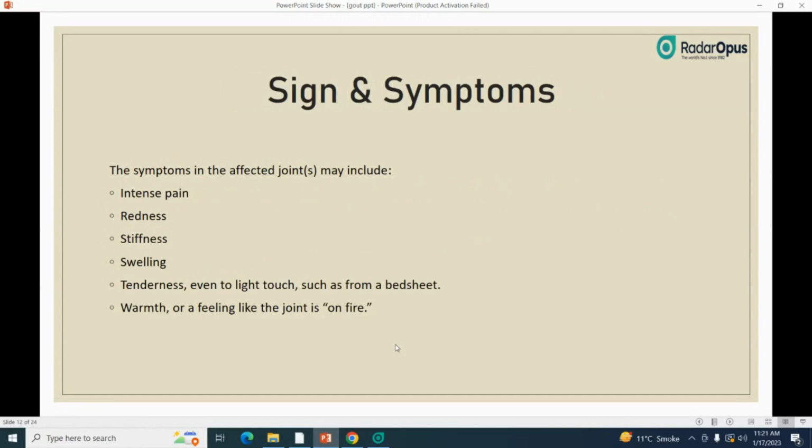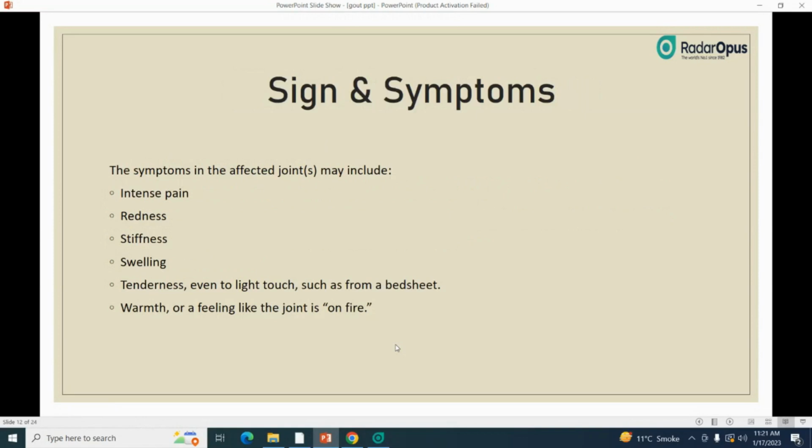Now the next one is signs and symptoms. The symptoms in the affected joints may include intense pain, redness, stiffness, swelling, tenderness even to light touch, such as from a bedsheet, warmth, or a feeling like the joint is on fire. Some other symptoms I'm going to discuss, like intense joint pain, because gout usually affects the big toe, but it can occur in any joint. Other commonly affected joints include the ankle, knees, elbow, wrist, and fingers. The pain is likely to be the most severe within the first 4 to 12 hours after it begins.